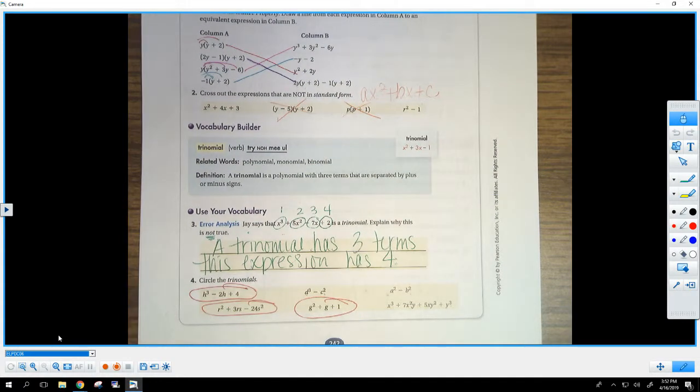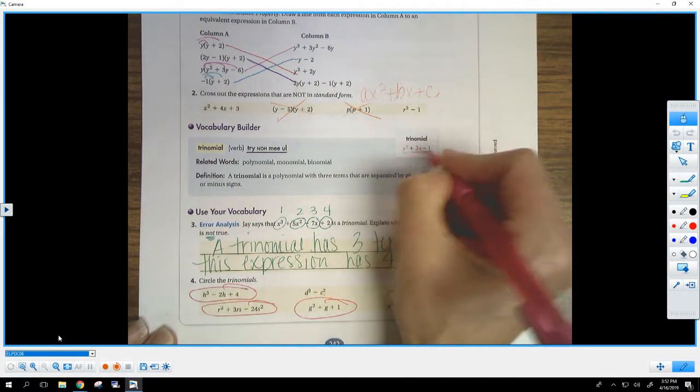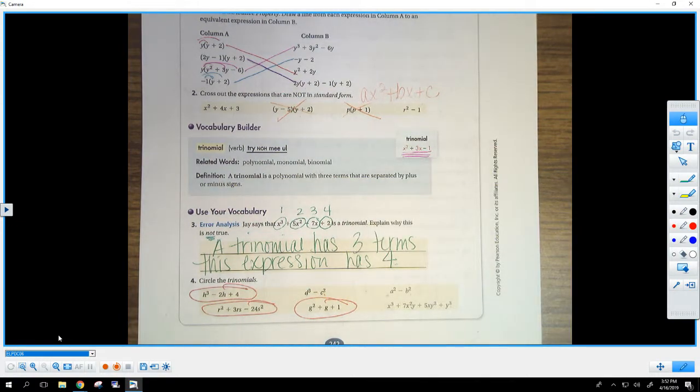So our vocab word is trinomial. Poly meaning many, mono meaning one, bi meaning two, tri means three. So a trinomial is a polynomial that has 3 terms. They have to be separated by plus or minus signs. And this is an example of a trinomial.